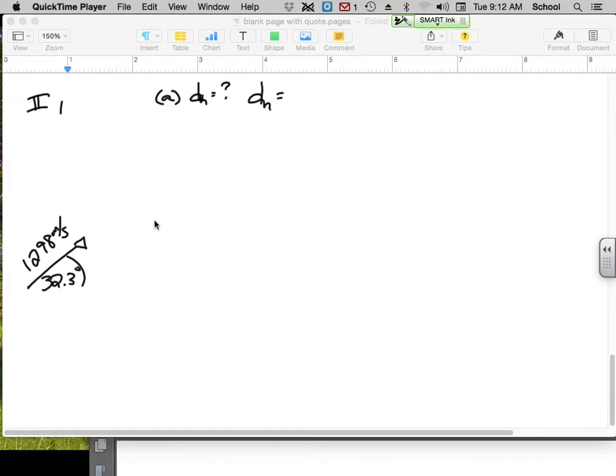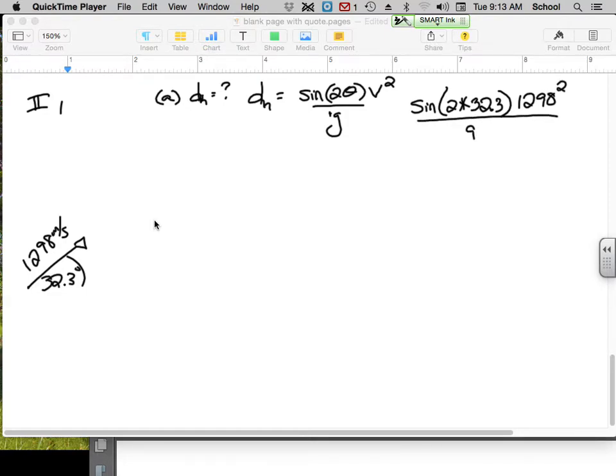So we're going to say DH is equal to the sine of twice the angle times the V squared over a positive G. So here we're going to take the sine of 2 times our angle of 32.3. That's all inside the parentheses. And then the V is just the V of 1298 squared over our G of 9.81. So that's all we'll have to do for A.